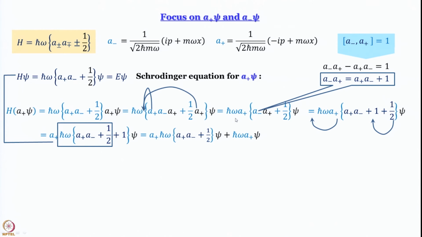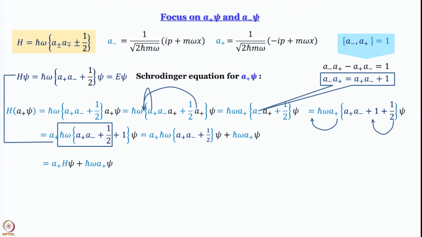We are nearing our answer. Now, I think you will agree with me if I write A plus H psi, because as we said many times, H cross omega multiplied by (A plus A minus plus half) is simply the Hamiltonian H. Second term is H cross omega A plus psi. What is H psi?